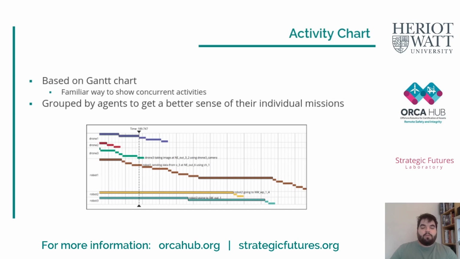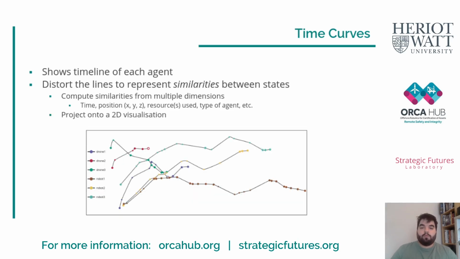While it shows the activities, it fails to show unpredictable interactions between the agents, and that's where we started working on our second visualization, which is time curves, a novel application of this visualization, really. Time curves are simply showing the timeline of each agent throughout the plan, but we also distort these timelines to represent the similarities between states of the agent. So really what you're looking at is, the closer the dots on the visualization are, the more likely those agents are interacting at this time of the plan.